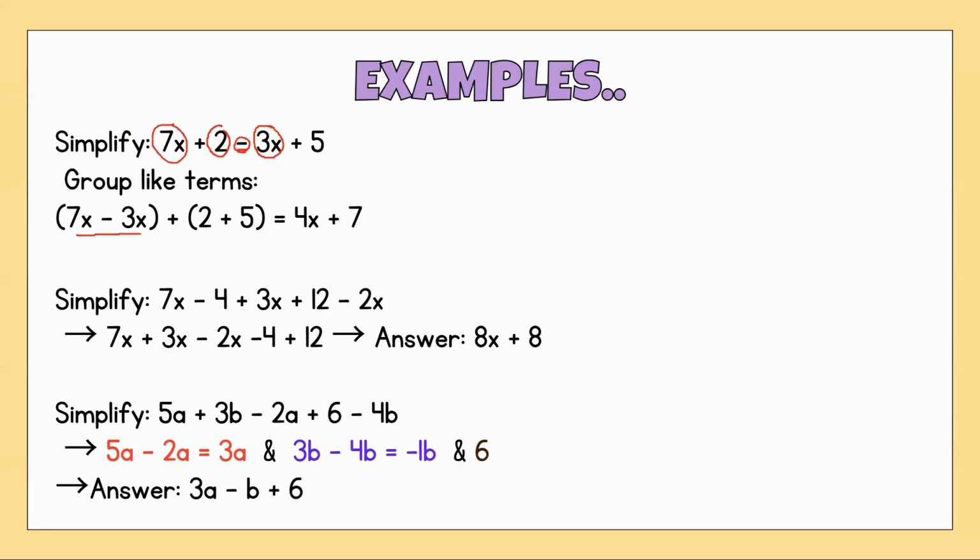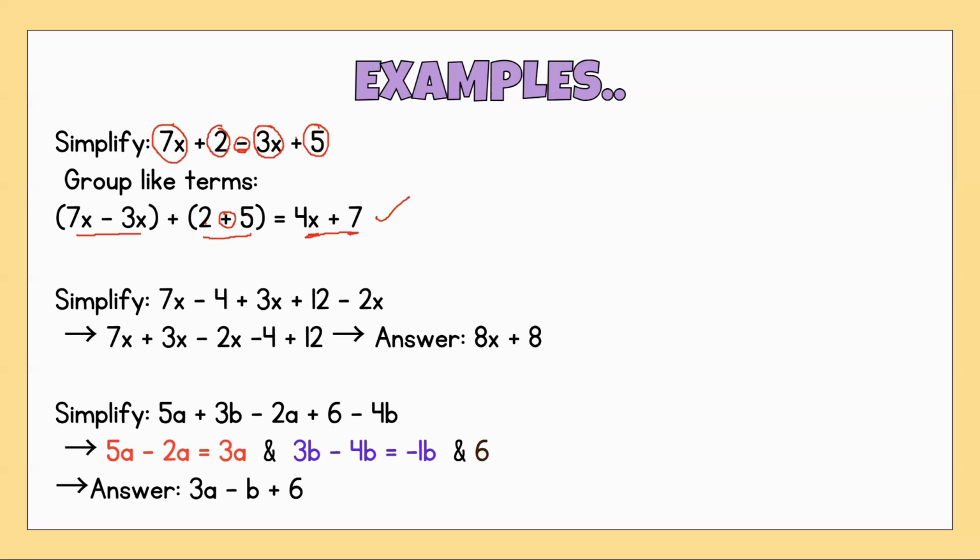Let's do another. 2 and 5 are also like terms, right? And I wrote 2 plus 5 and only plus here because there is a plus in front of 5. So 2 plus 5 is another. 7x minus 3x plus 2 plus 5 is how we semi-simplified the expression. Let's simplify it more. What is 7x minus 3x? 4x. And 2 plus 5, 7. So 4x plus 7 is the simplified expression.